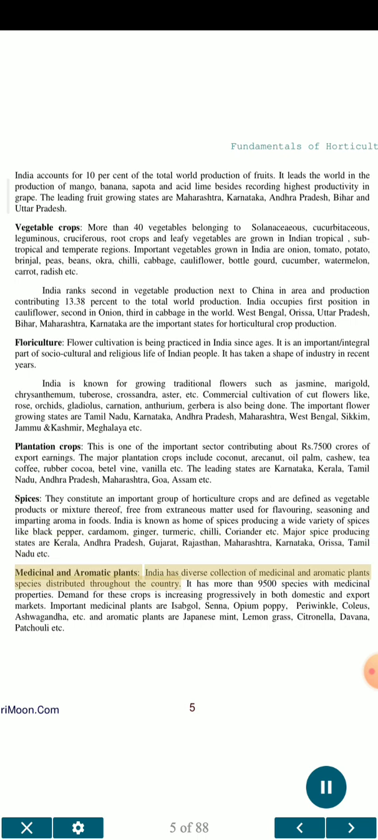Medicinal and aromatic plants. India has a diverse collection of medicinal and aromatic plant species distributed throughout the country. It has more than 9,500 species with medicinal properties. Demand for these crops is increasing progressively in both domestic and export markets. Important medicinal plants are isabgol, senna, opium poppy, periwinkle, coleus, ashwagandha, etc. and aromatic plants are Japanese mint, lemongrass, citronella, davana, patchouli, etc.